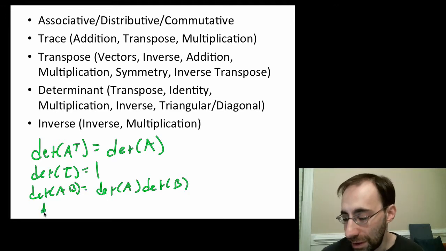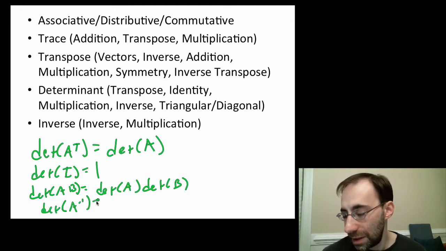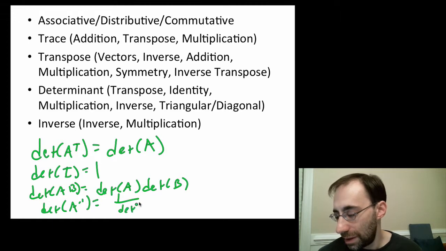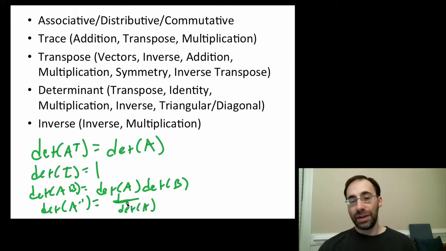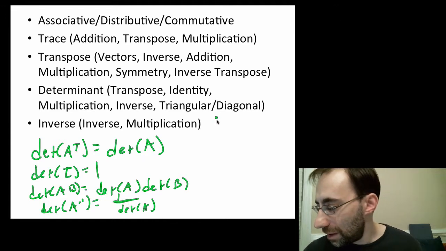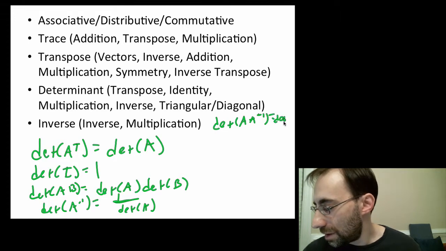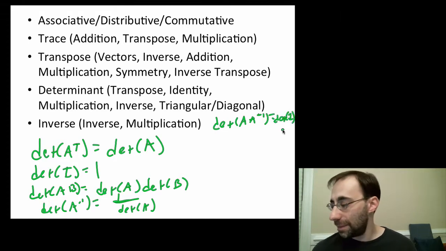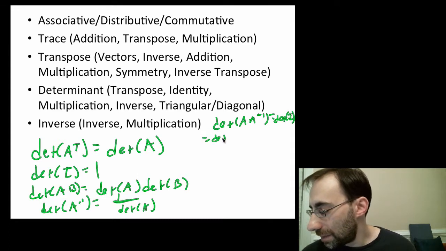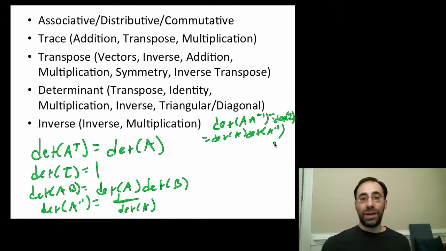You can get directly then that the determinant of the inverse of a matrix is equal to 1 over the determinant of the matrix. You can see that because the determinant of I is 1. I'll just do that actually. The determinant of A inverse times A equals the determinant of I, which is 1. But it also equals the determinant of A times the determinant of A inverse. So you see that 1 equals the determinant of A times the determinant of A inverse. You divide both sides by the determinant of A, and you get this thing down here.